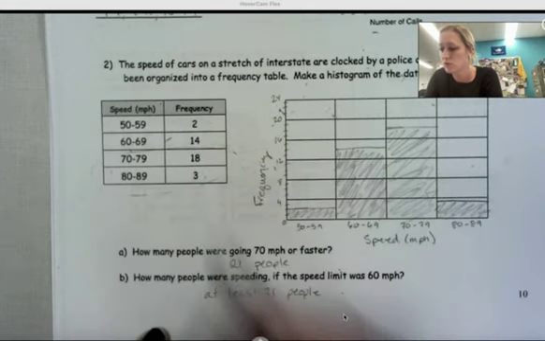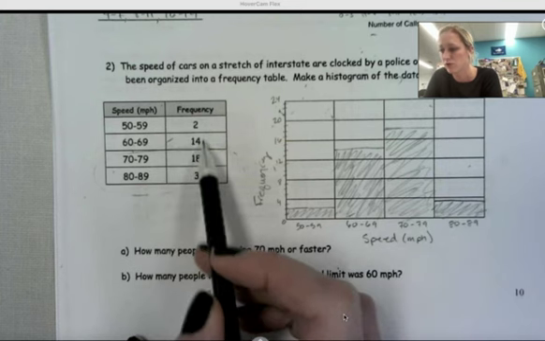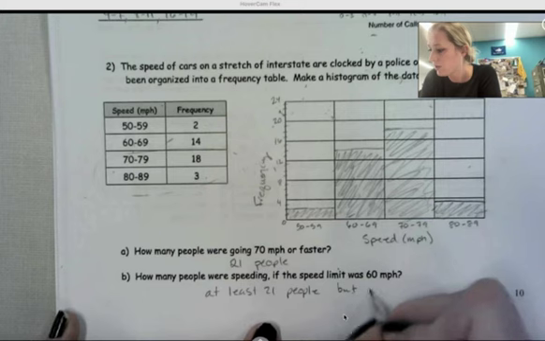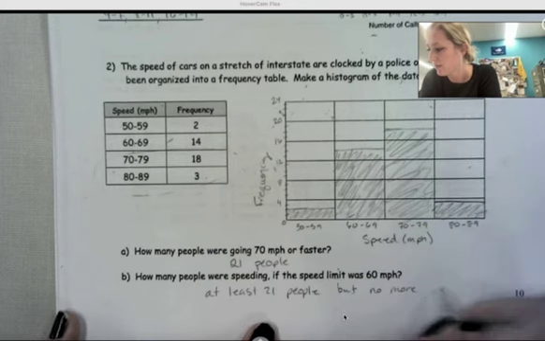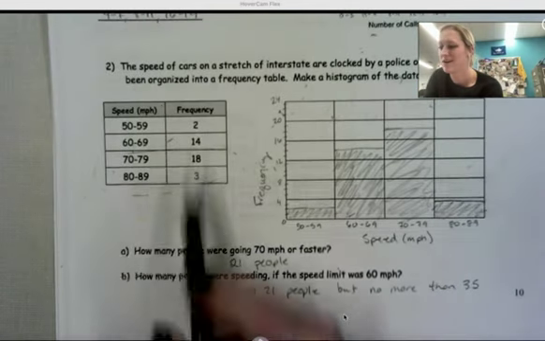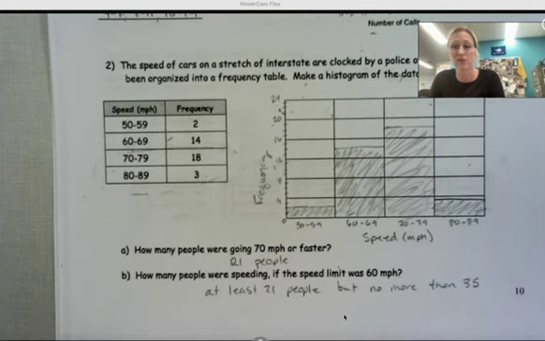So I could say at least 21 people, because we know those people are for sure speeding, and then maybe up to 35 if I add in those 14. But no more than 35. So somewhere between 21 and 35 people are speeding, but we don't know specifically what those exact speeds of the 14 are. So a downside to histograms is that because of these ranges, we don't have an exact value. We just have a range that we know the data fits into.